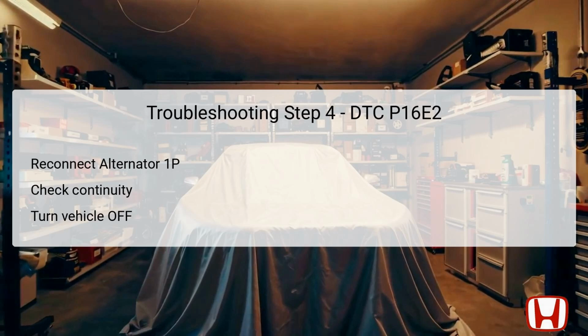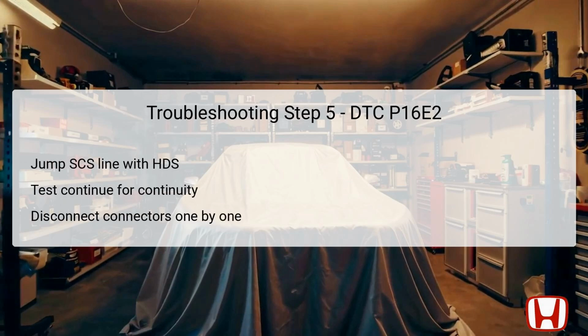The test conditions require the vehicle to be in the off mode to ensure that no power is running through the circuits during your checks. A continuity test serves as a reliable method to assess the functionality of wiring and connectors involved in the communication network. In this fifth troubleshooting step, the procedure involves jumping the SCS (Security Communication System) line with the HDS and allowing over a minute before rechecking continuity.